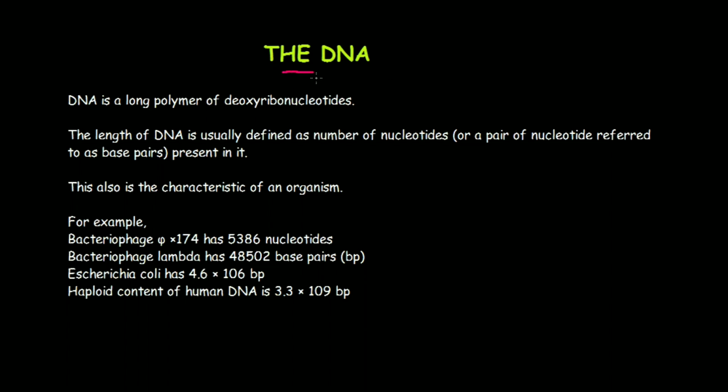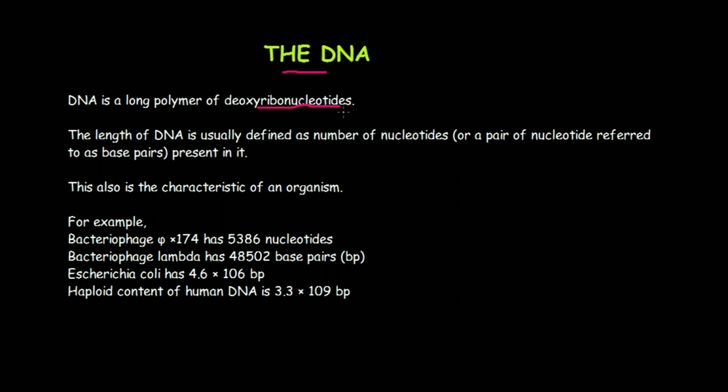The DNA. So the DNA is a long polymer of deoxyribonucleotides. Okay, they are telling that many nucleotides, many deoxyribonucleotides join together to form deoxyribonucleic acid. That is why deoxyribonucleic acid is a polymer of deoxyribonucleotides. So the length of DNA is usually defined as the number of nucleotides. Okay, so we know that it is a collection of nucleotides, and we are counting the number of nucleotides present in an entire deoxyribonucleic acid, and the length is defined on that basis.